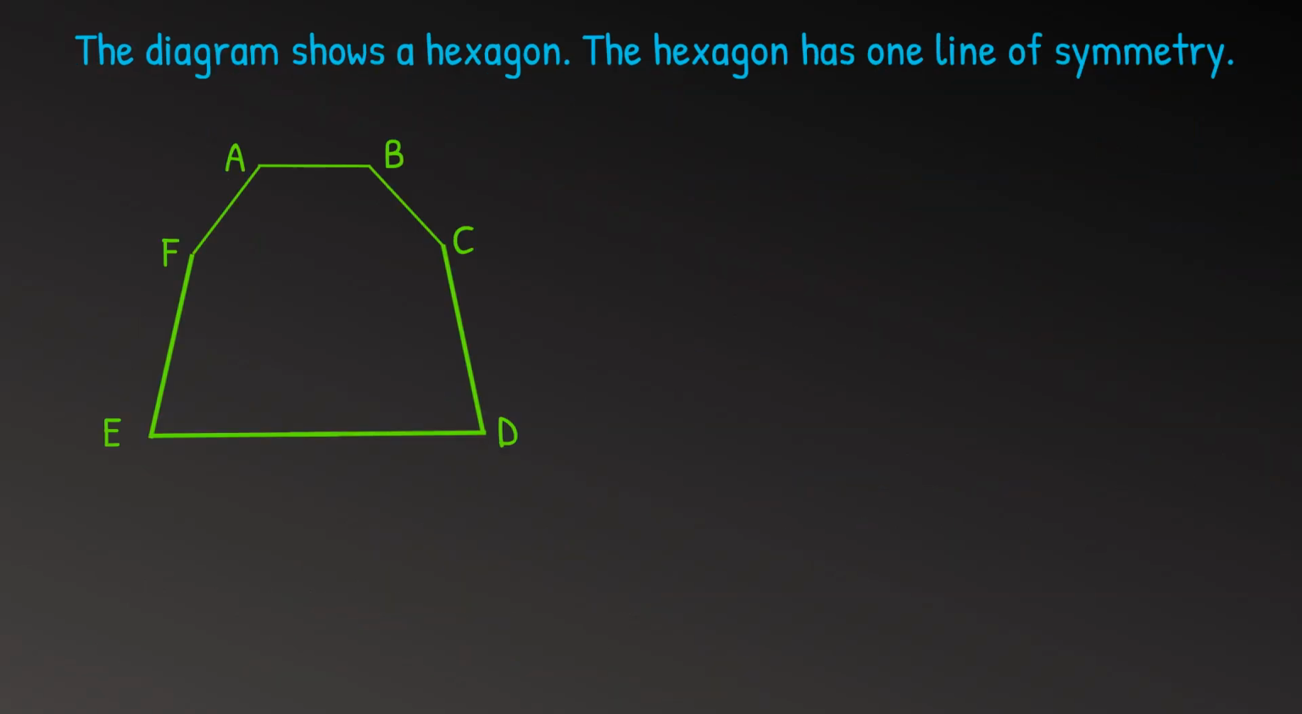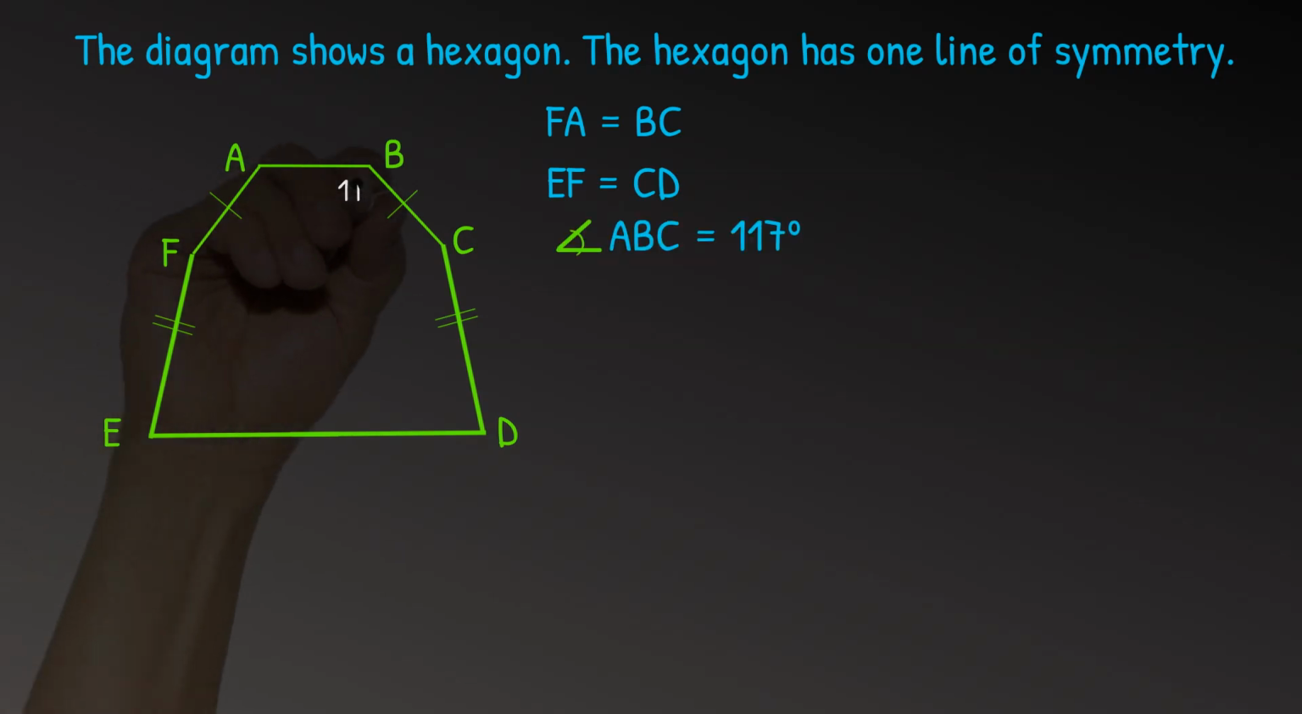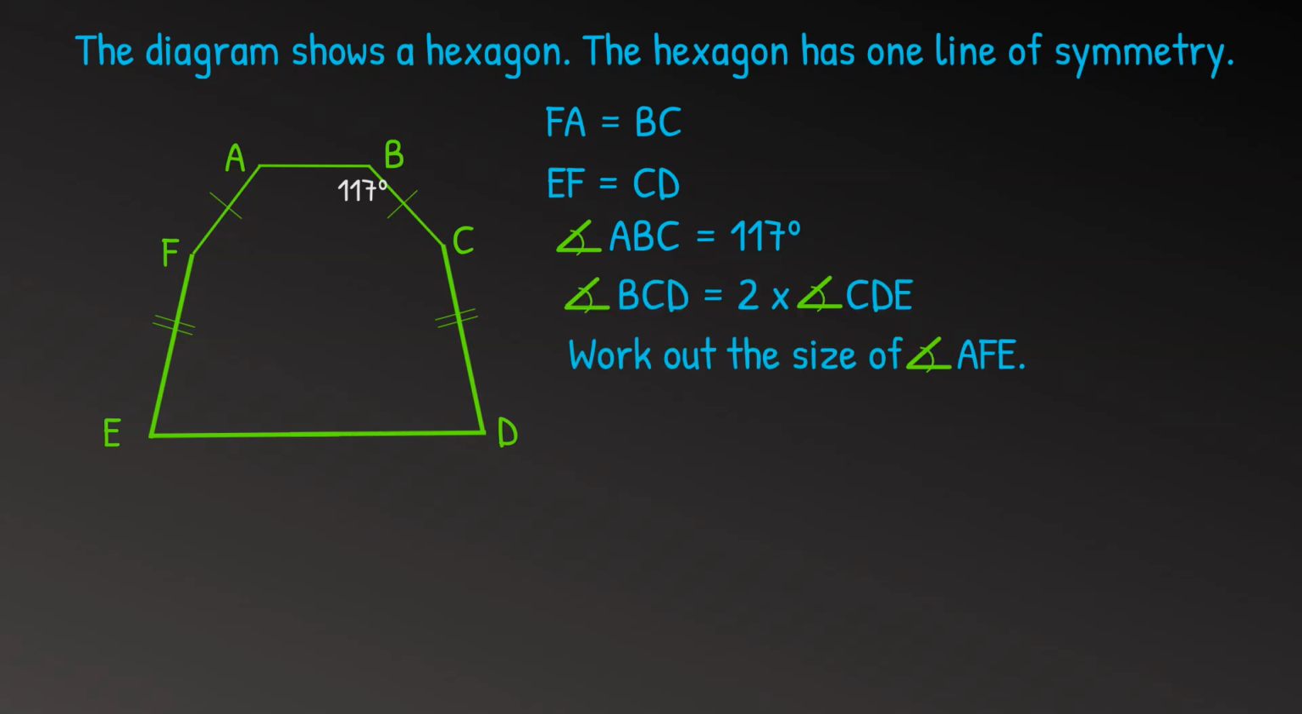And here we have a hexagon, and we're told it has one line of symmetry. We're told that FA equals BC, EF equals CD, and that the angle ABC is equal to 117 degrees. We're also told that angle BCD is twice the angle of CDE. So let's call angle CDE x, therefore angle BCD is going to be 2x. Now we're told that there's one line of symmetry which has to be down the centre here, therefore we also know that angle BAF is 117 degrees, AFE is 2x and FED is x.